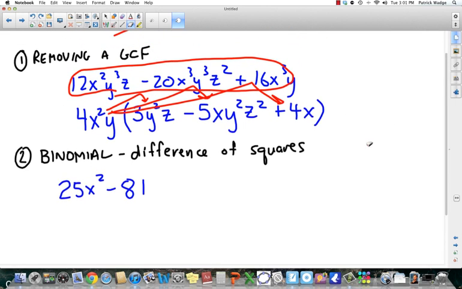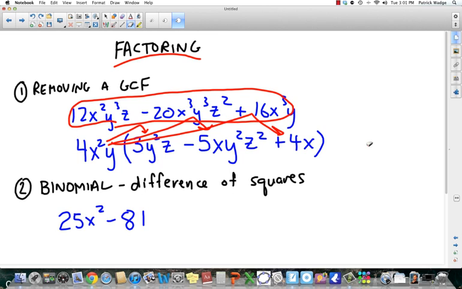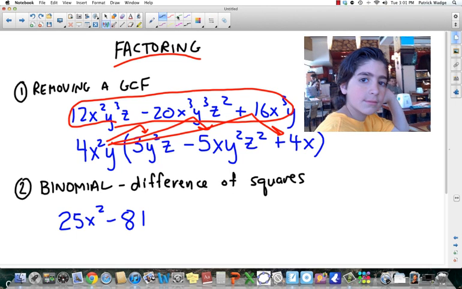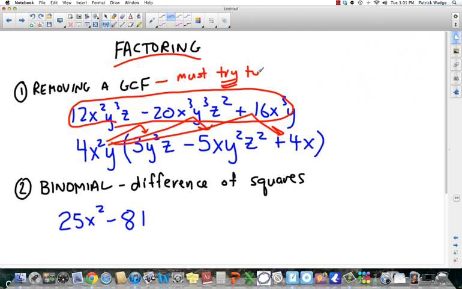Oh, one thing I forgot to say, back up here with removing a greatest common factor, I know you now remembers this from last year, because he said it over and over and over for me. You must try, you might not be able to, but you must try to do this first when you factor.